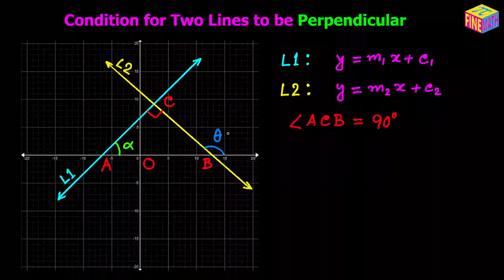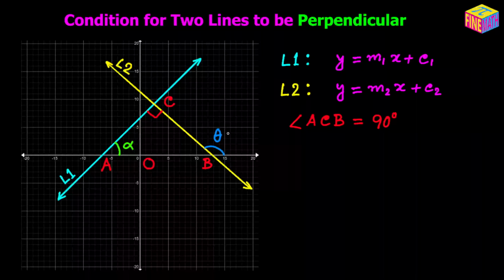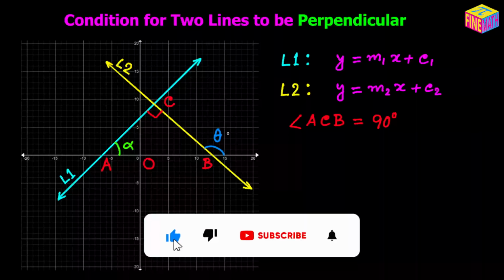So then angle ACB would be 90 degrees, and also let's assume that the equation of the line L1 is y equals m sub 1 times x plus c sub 1, and similarly let's assume that the equation of the line L2 is y equals m sub 2 times x plus c sub 2. Let's assume that the line L1 makes an angle alpha with the positive x-axis, and also let's assume that the line L2 makes an angle theta with the positive x-axis. So now let's calculate the value of theta in terms of alpha.